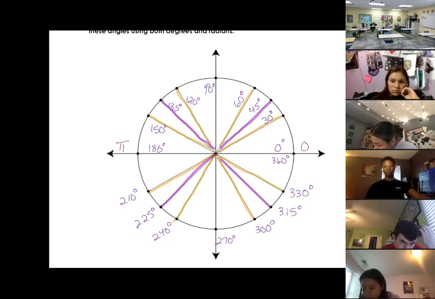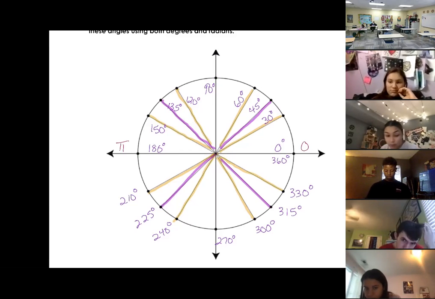Folks, can we turn on our cameras, please? So that would be how many radians?